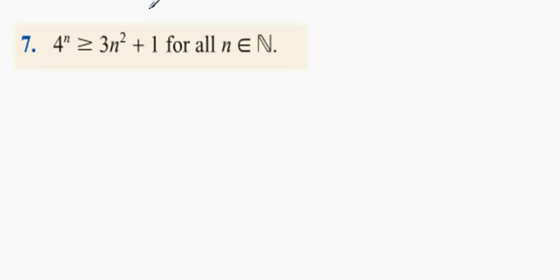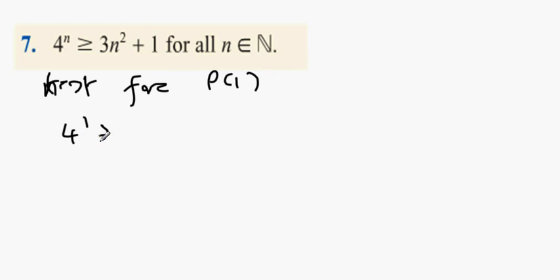So 4 to the power of n is greater than or equal to 3n squared plus 1. We're going to test for P of 1. When we test for P of 1, we get 4 to the power of 1 greater than or equal to 3 times 1 squared plus 1. 4 is greater than or equal to 4. True for P of 1.